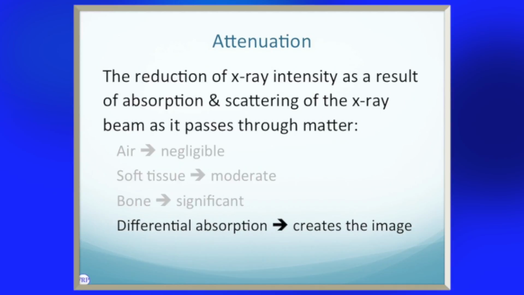This is what gives us differential absorption, or what gives us the image, because if we didn't have absorption with some parts and interaction with other parts and direct throughput with some, we wouldn't actually have an image to even look at.